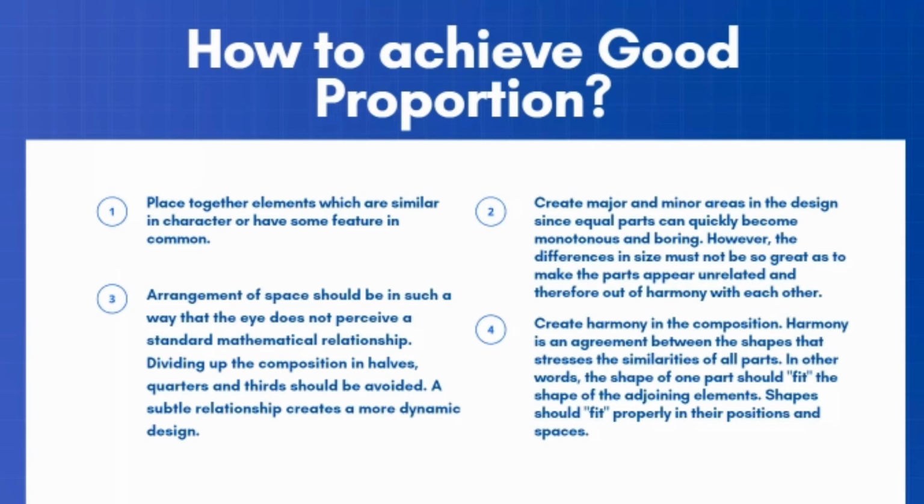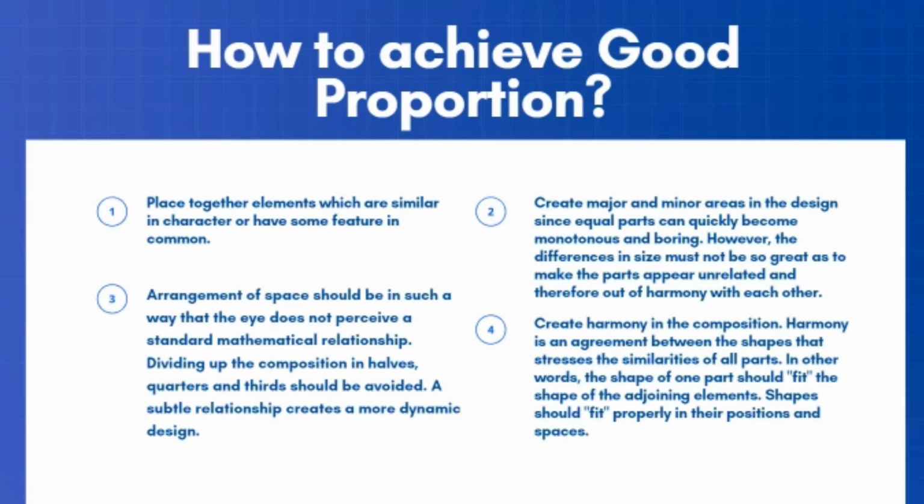How to achieve good proportion? One: place together elements which are similar in character or have some feature in common. Two: create major and minor areas in design, since equal parts can quickly become monotonous and boring. However, the difference in size must not be so great as to make the parts appear unrelated and therefore out of harmony with each other.